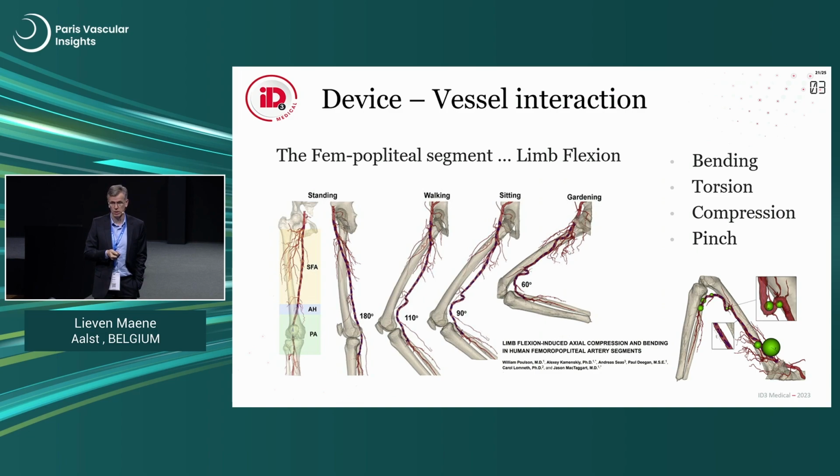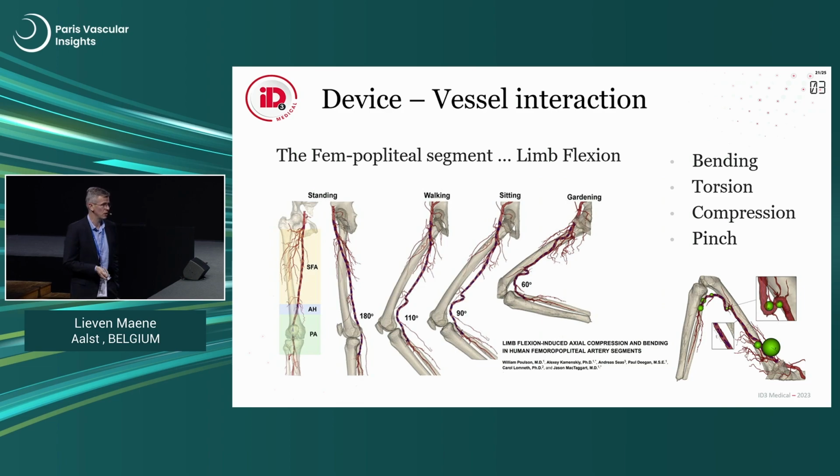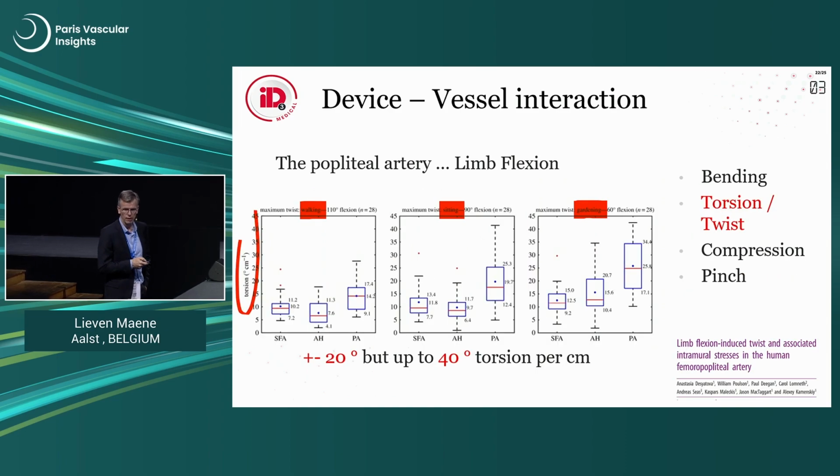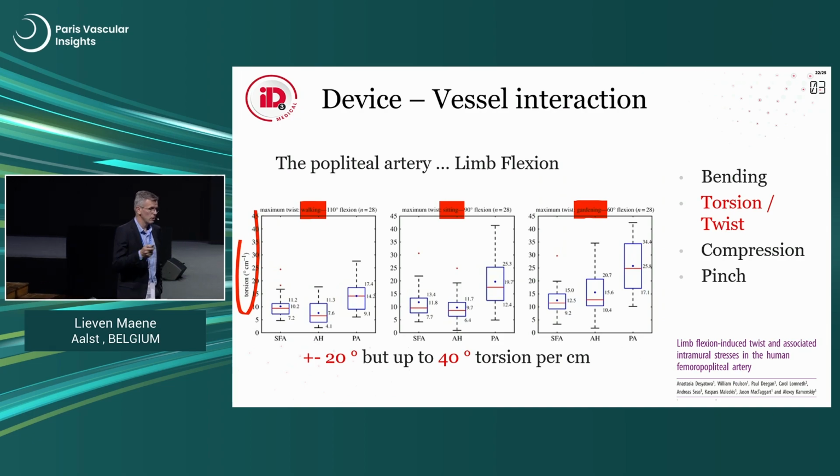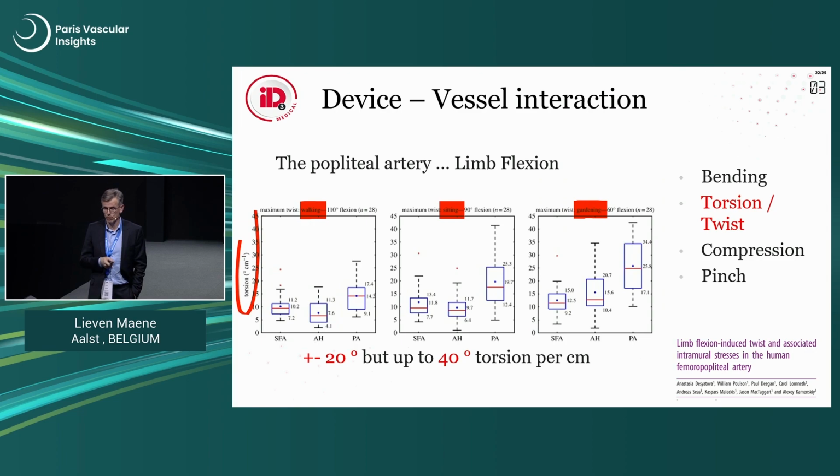And then it gets even more complex if we go in the area of the flex of the popliteal segment, because then you have a lot of bending, torsion, compression, and pinching. We all know that in a bending area or with torsion, the chronic outward force, the forces that are exerted, can definitely go beyond the flattening parts of the curve. Just as an illustration, there are tremendous torsion, twist and compression forces, for torsion even up to 40 degrees per centimeter when you are sitting on your knees in the garden.